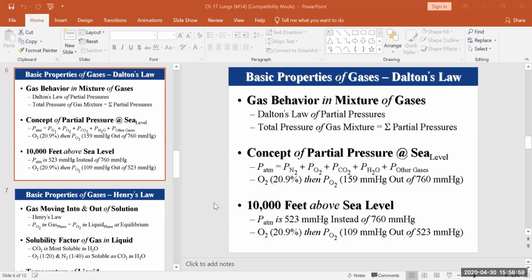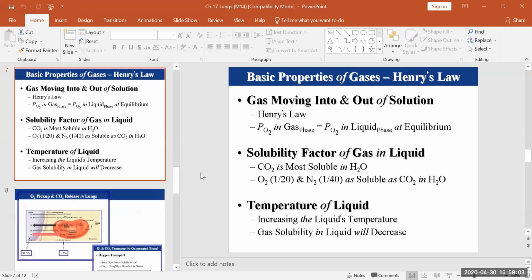So that's Dalton's law. The second law allows us to predict how gas behaves in solution. How do they move in and out of water, right? The solvent of life is basically water. So we are talking about how gas behaves in water, relevant for life. And that's described by Henry's law.